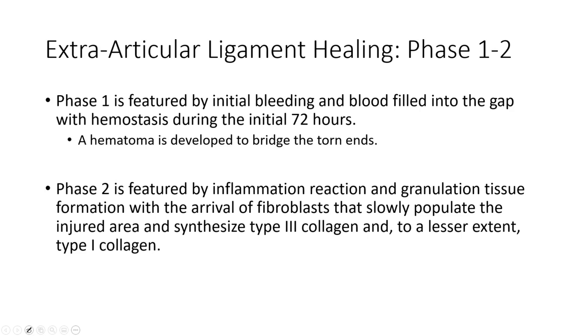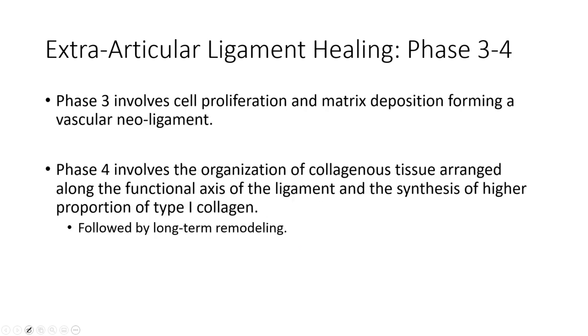Phase 2 is featured by inflammation, just like the second stage we saw in classical wound healing, and granulation tissue starts to form with the arrival of fibroblasts, which slowly populate and produce type 3 collagen, a little bit weaker as we talked about versus type 1, and to a lesser extent, type 1. So they lay that initial framework to start repairing the ligament. Then in phase 3, like we saw in wound healing, we start proliferating and depositing more and more matrix. We develop this kind of vascular neoligament.